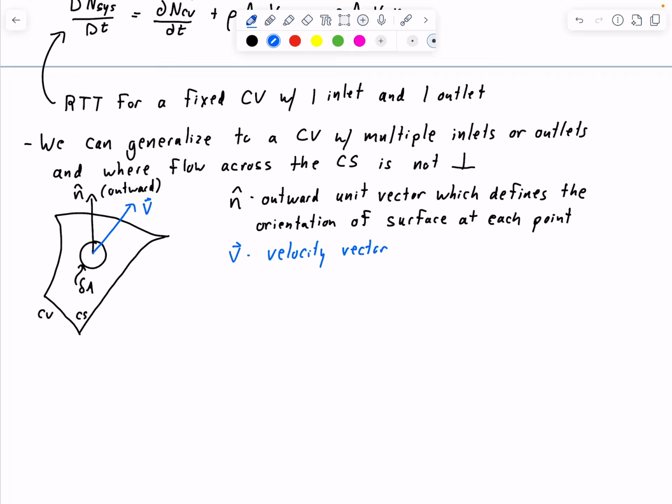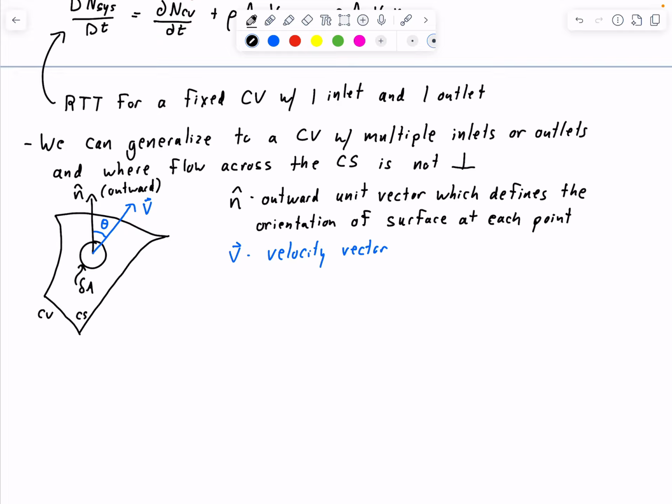And it's not perpendicular to your surface. In fact, there's some angle, which we'll call theta, between these two vectors. So now we need to revisit this question of how much fluid is passing through our little patch, delta A, in our time delta t, and then how much of your extensive property N is flowing through as well.